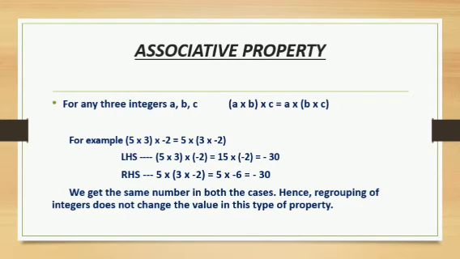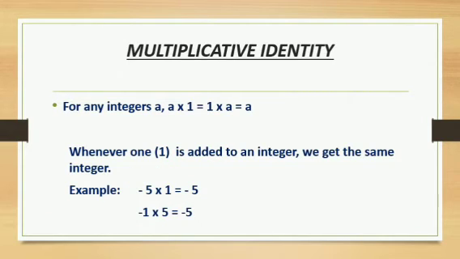Next is associative property. For any three integers a, b, c, a into b into c is equal to a into bracket of b into c. In this category, first you will remove the bracket. Whatever is there inside the bracket, first you will solve that, and then you will go for the remaining. For example, 5 into 3 into minus 2, see LHS and RHS, how I have multiplied and got the answer, then too you will get the same answer.